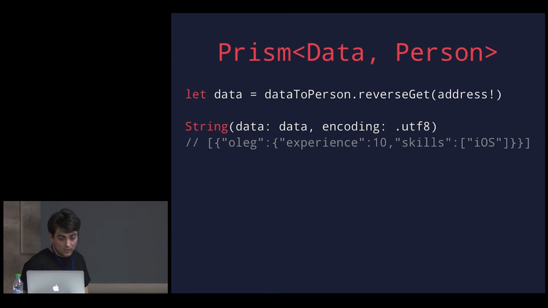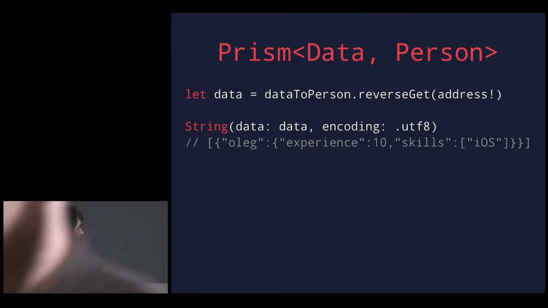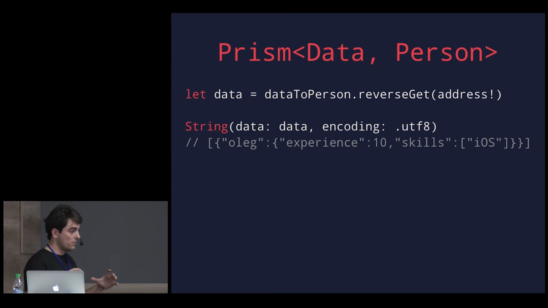What I want you to actually get from all this, from ISOs and prisms, is that you can compose them very easily and make a very nice, very reusable API that you can compose in any different ways. And you can compose all your types, and you have all these morphisms and conversions for very free.